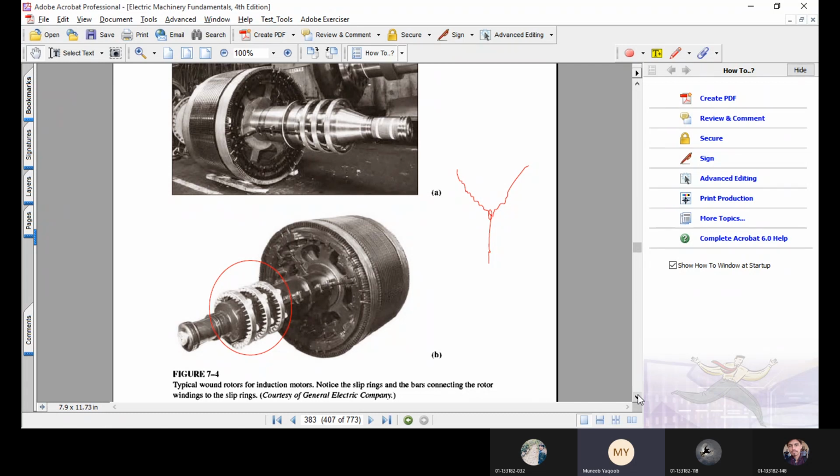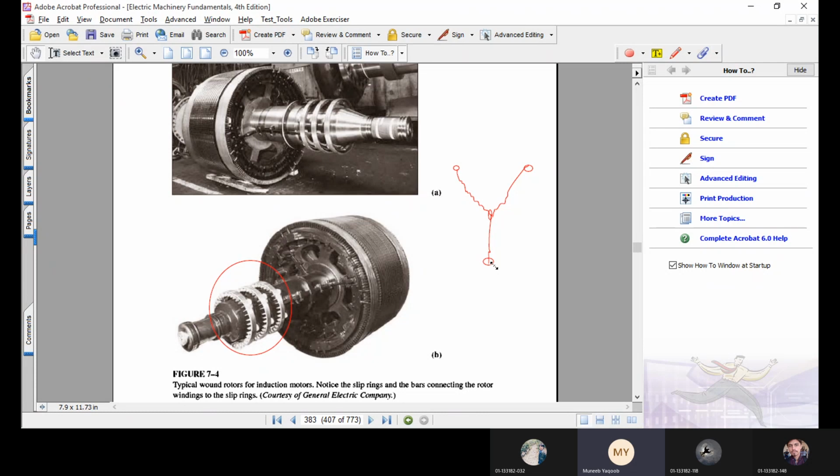So now in the rotor winding, we have three terminals where we can connect. These are the three terminals: the first terminal, the second terminal, and the third terminal. These are basically connected to the slip rings. So now with the help of carbon brushes and slip rings, we can insert a three-phase resistor in the rotor circuit.